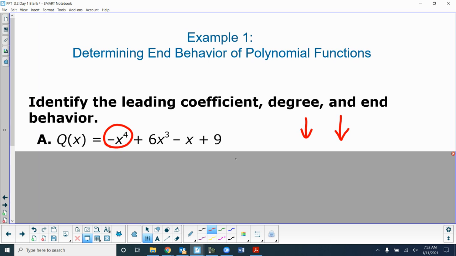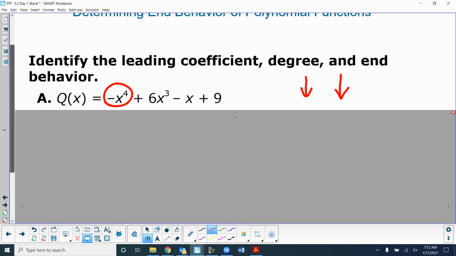Since it's got a 4 here, if I were to look at the actual graph, it probably looks like an M, because it's got 3 changes of direction. Most of the time, whatever this degree is, that's how many times it'll cross the x-axis. So I go up, cross the x-axis, go back down, second cross, go back up, third cross, go back down, fourth. So it's going to look like an M, probably.